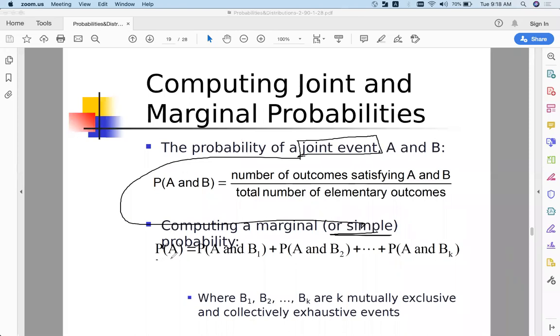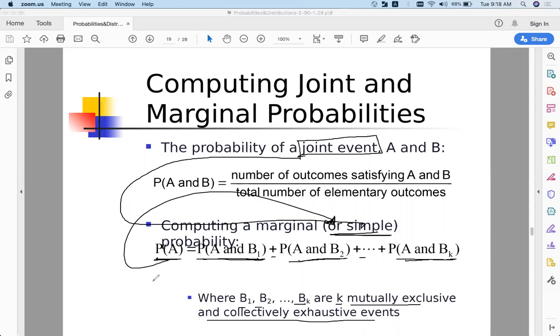So the way you can write it is probability of A equals probability of A and B1 plus probability of A and B2 plus so on, probability of A and Bk. Now probability of A is basically a simple probability or a marginal probability. It can be written this way, where B1, B2, so on to Bk are k mutually exclusive and collectively exhaustive events. Now I'll explain in simple terms.